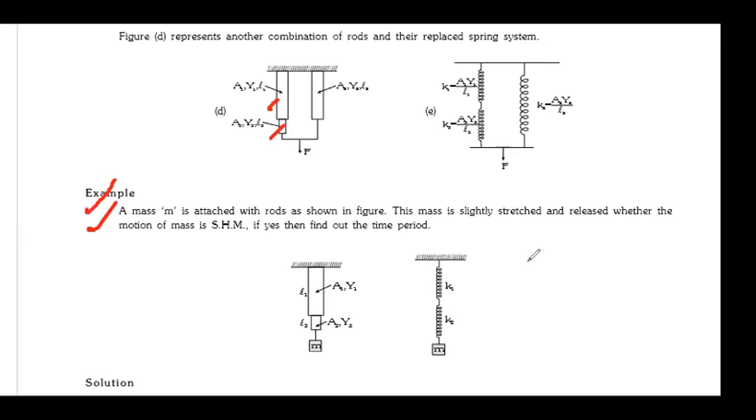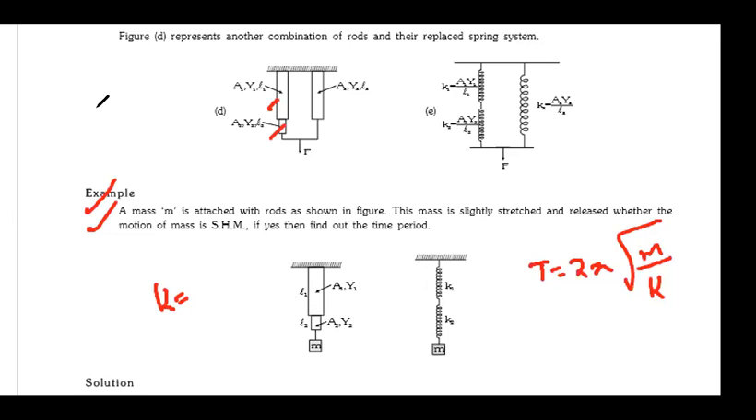We know the formula of time period, I hope all of you remember it: 2 pi root of m by k. Yes or no? But in this case, what is k? K will be k equivalent now. Just put the value of k equivalent. As simple as that. Makes sense? And when you talk about k, what is k? K is the spring constant.